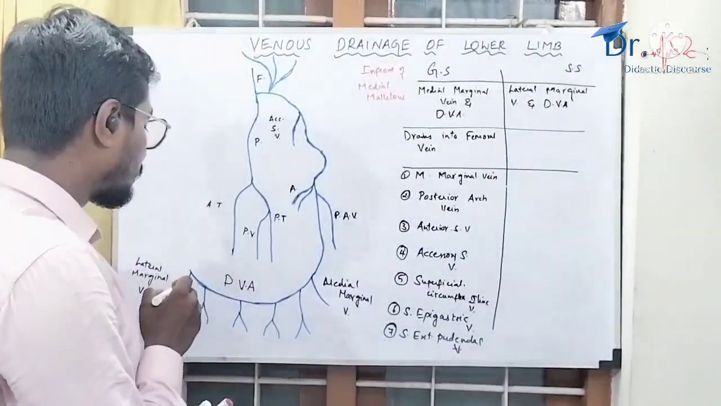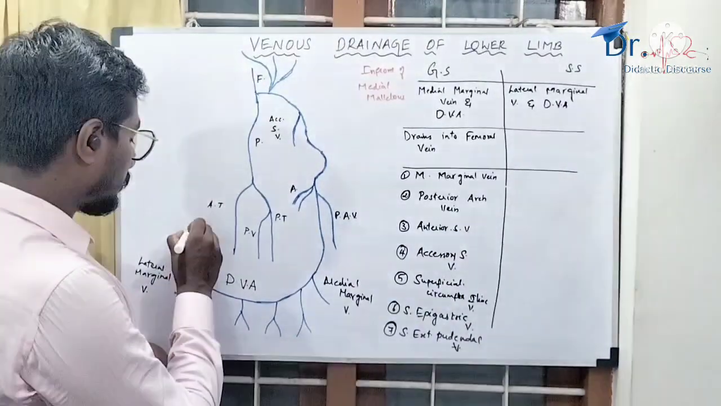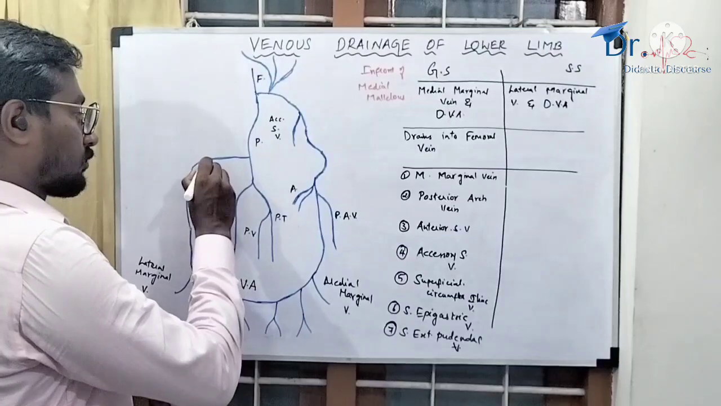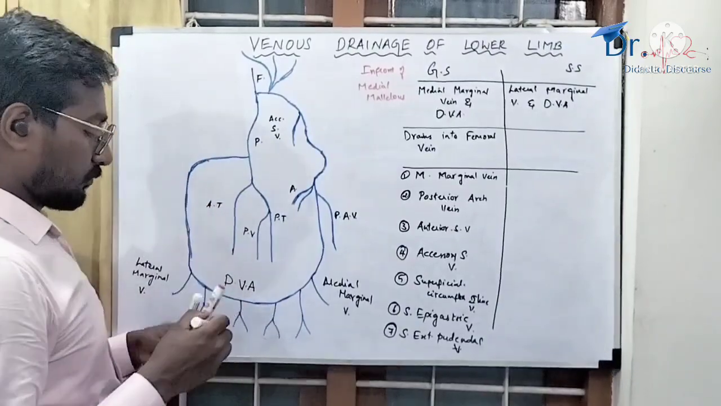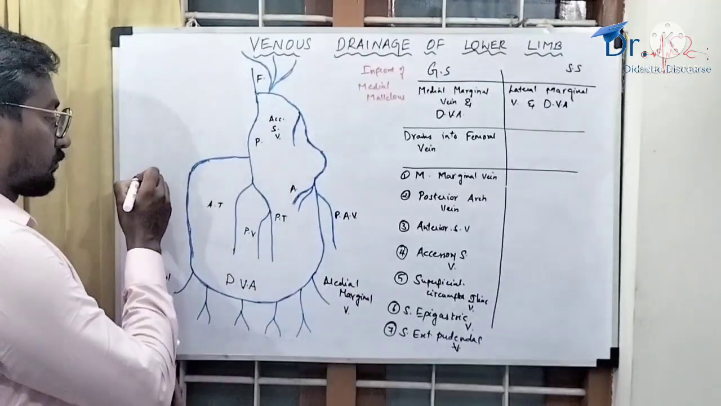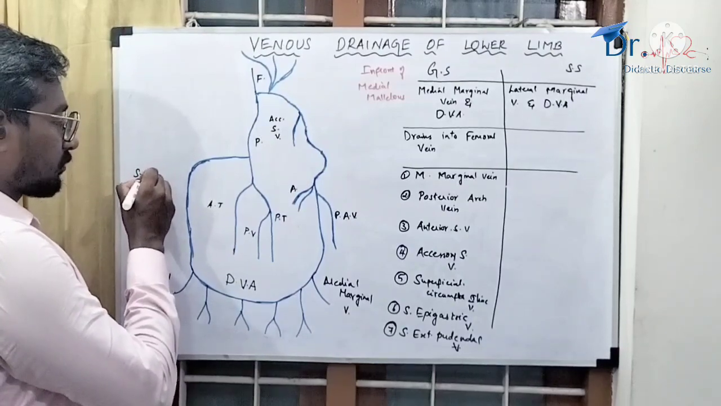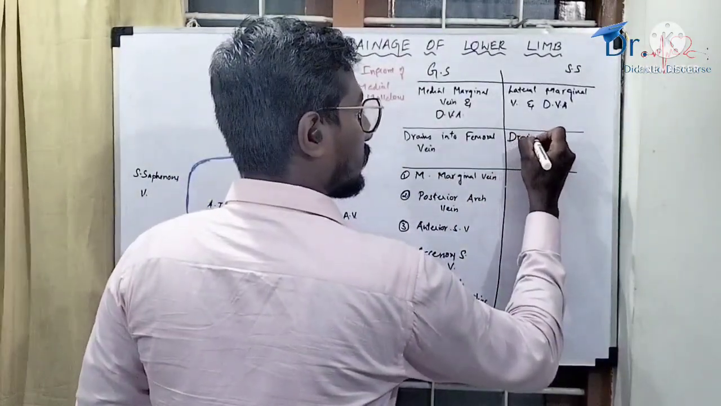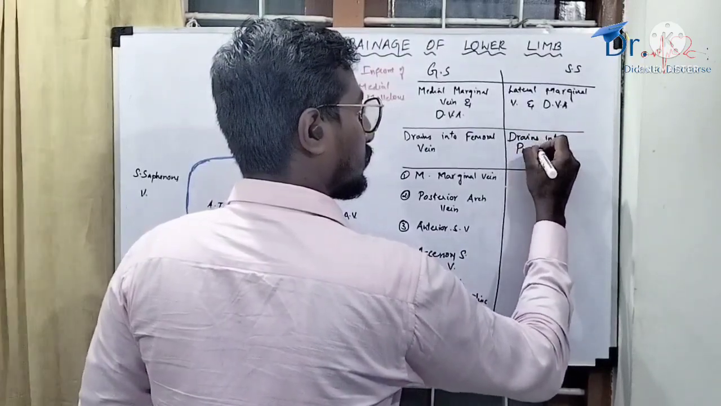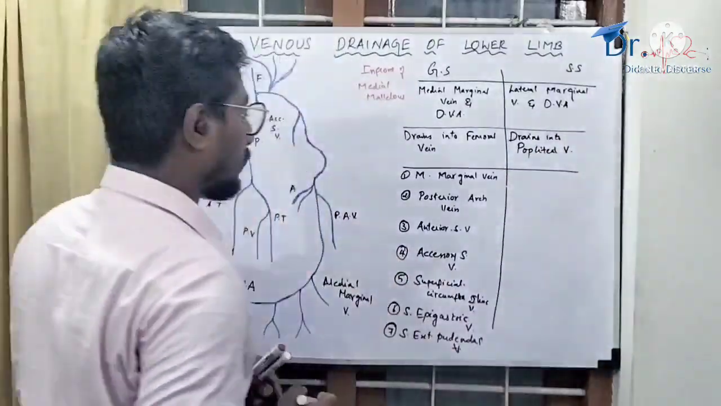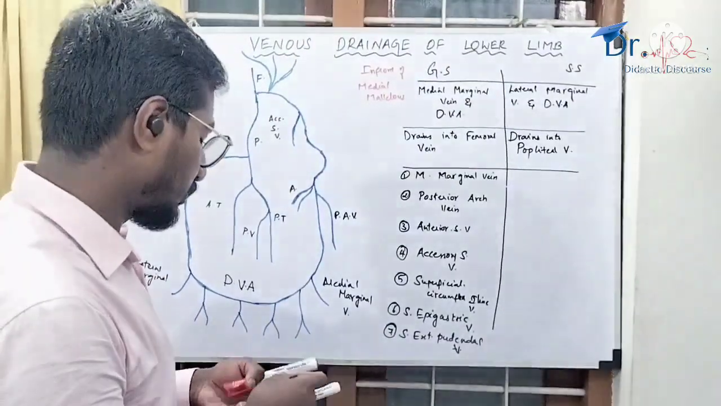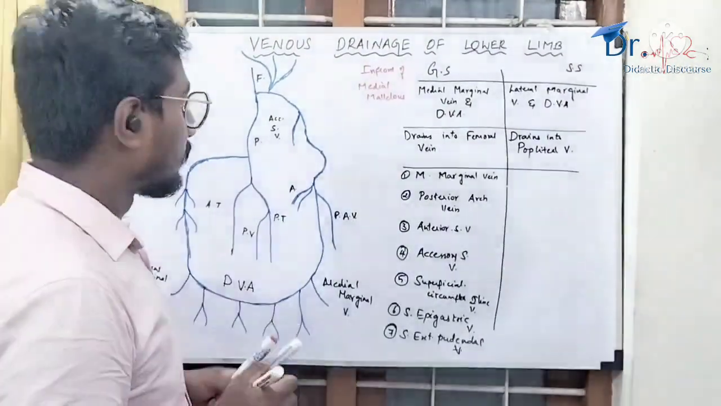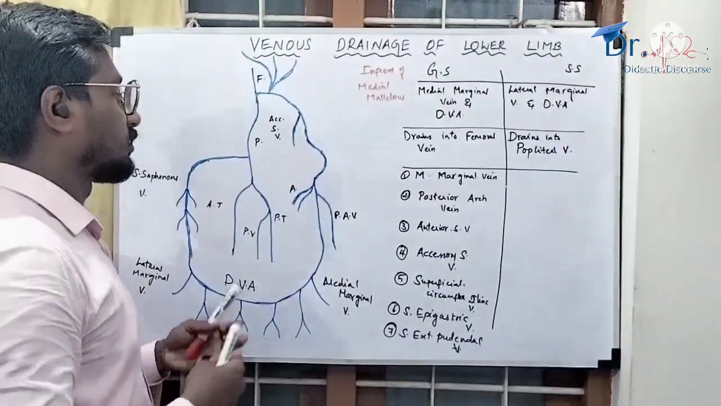Speaking about the small saphenous vein, it runs on the posterior side of the body, and it drains into the popliteal vein. So this is the small saphenous vein, and it drains into the popliteal vein. Speaking about its branches, it gives out numerous small branches. There are not many branches of the small saphenous vein. It just gives out numerous small branches, and it drains into the popliteal vein.